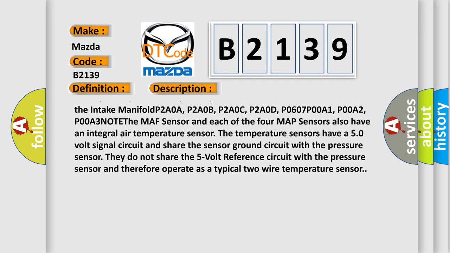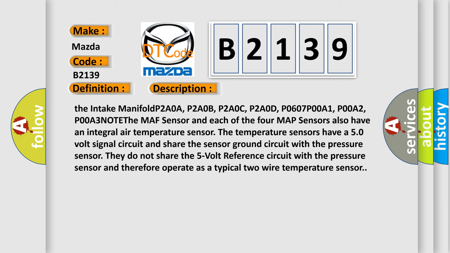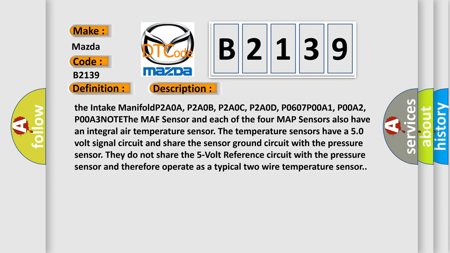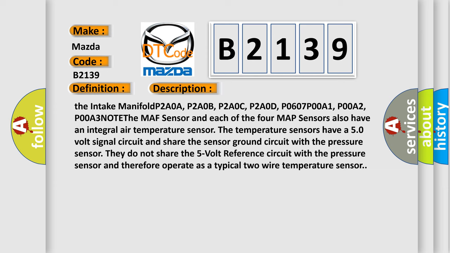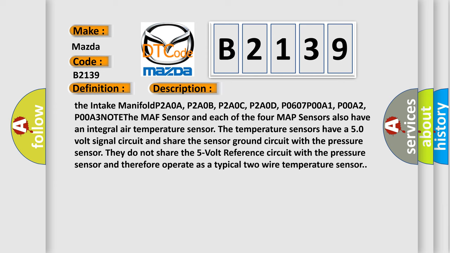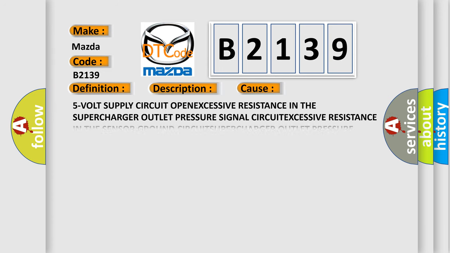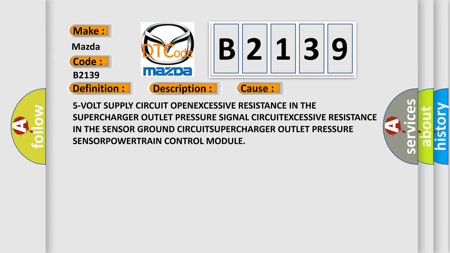P0607, P0001, P0002, P0003. Note the MAF sensor and each of the four MAP sensors also have an integral air temperature sensor. The temperature sensors have a 5-volt signal circuit and share the sensor ground circuit with the pressure sensor. They do not share the 5-volt reference circuit with the pressure sensor and therefore operate as a typical two-wire temperature sensor. This diagnostic error occurs most often in these cases.